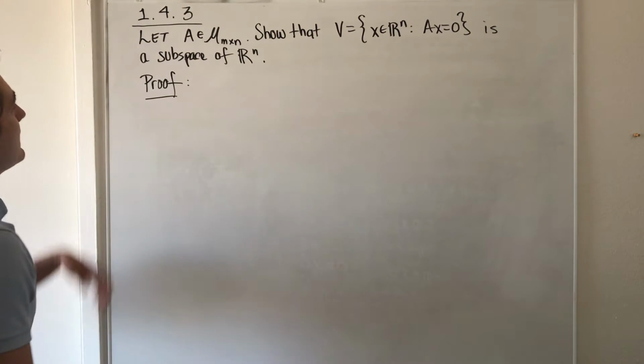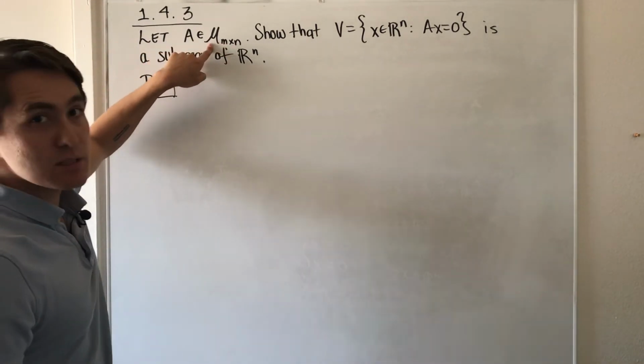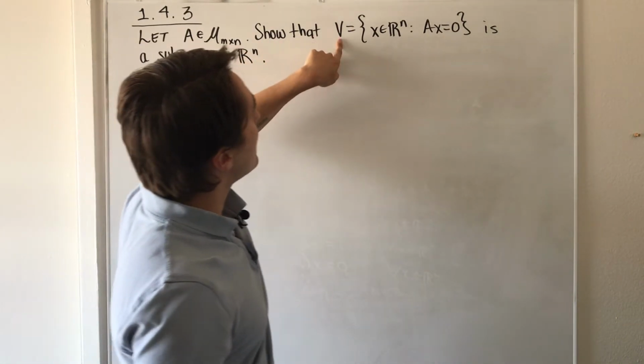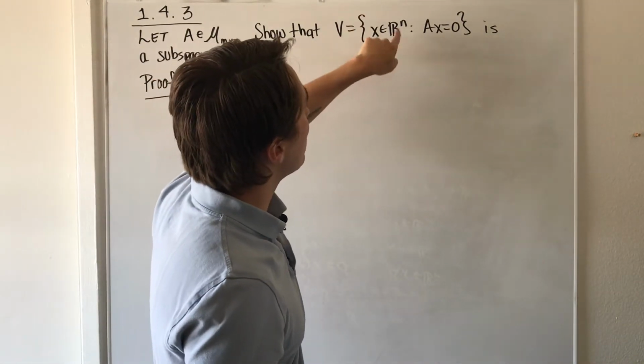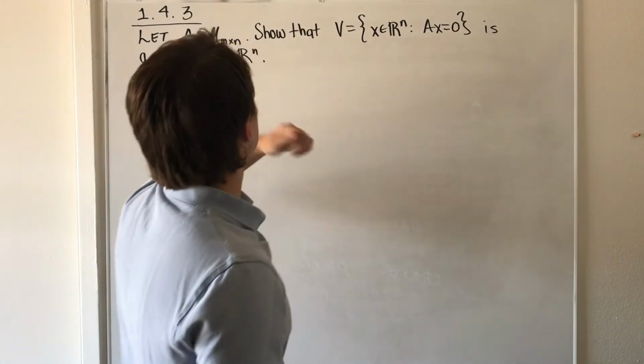We're going to be solving Ted Shifrin's Multivariable Mathematics, problem 1.4.3, which is chapter 1, section 4, problem 3. Okay, let A be an n by n matrix. We're going to want to show that this set V, which is the set of all vectors x in Rn such that A times x equals 0, is a subspace.